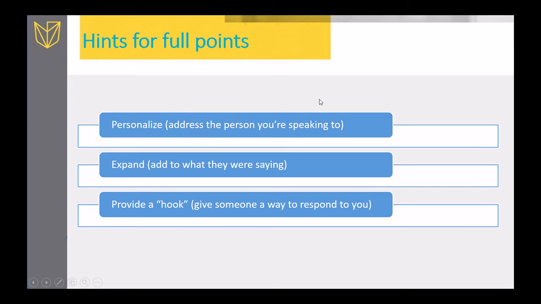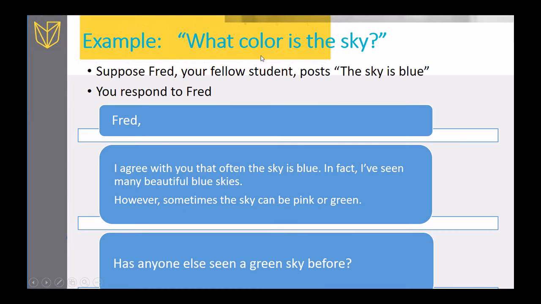So here's an example of what I'm talking about. Suppose the discussion question is, what color is the sky? Pretty simple. Alright, now suppose Fred, who's your fellow student, says, the sky is blue. This is a dead-end post, actually. It's not a good post, but you're going to put a good post in. First of all, you personalize. You respond to Fred. So you say, Fred, comma.